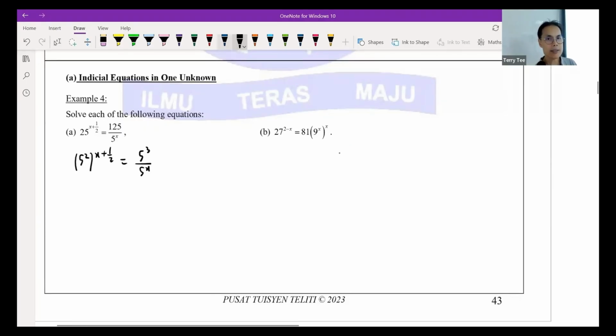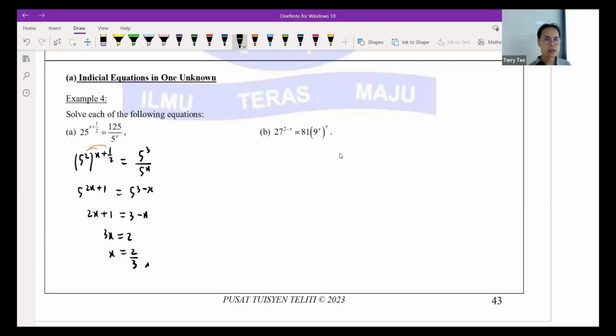Now, when you multiply this, this 2 I can times in 1 by 1. So you get 5 power 2x plus 1. You know why 1 or not? Because 2 times half is 1. And then this is 5 power 3. When you divide the number, we minus the power. 5 power 3, 5 power x. When you divide it, it becomes minus. So let's compare the power. 2x plus 1 is 3 minus x. Bring the negative x to the left-hand side. You will get 3x equals 3 minus 1, which is 2. x is 2 over 3.